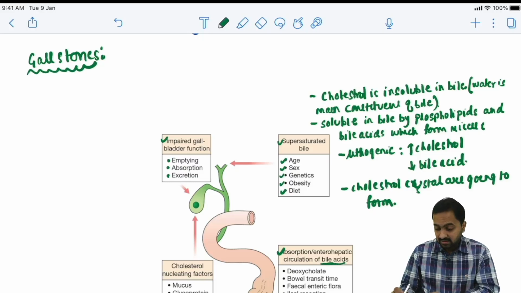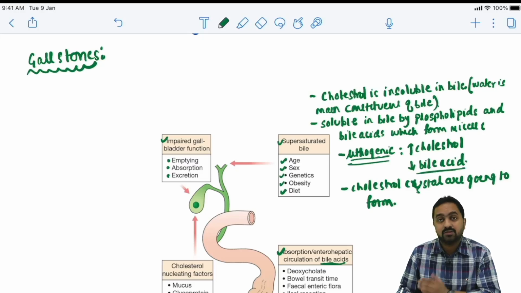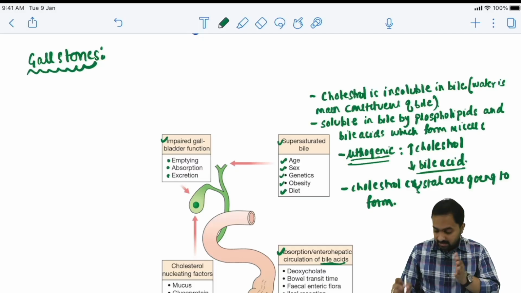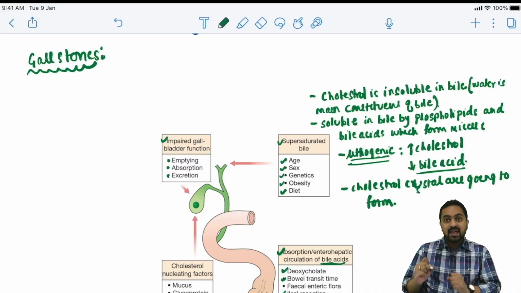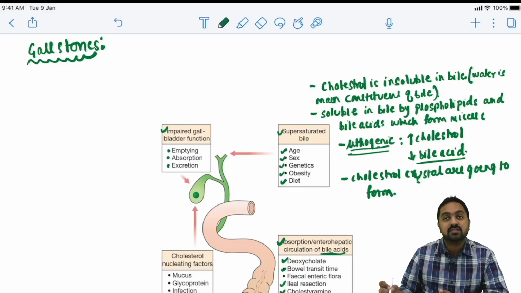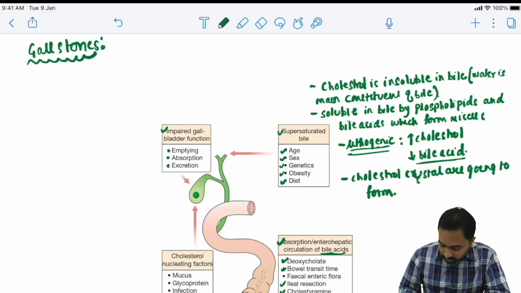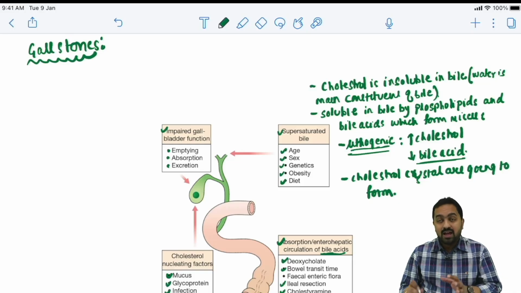Now the absorption of intrahepatic circulation of bile acid. I said in the pathogenesis of lithogenic bile that there is a decrease in bile acid. So how would the bile acid decrease? The bile acids would decrease by the intrahepatic circulation, which would be by deoxycholate, bowel transit time, ileal resection or use of cholesterol. And then as cholesterol crystals are formed, they're going to nucleate.